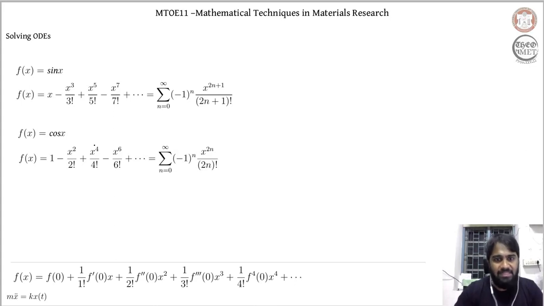Now, since this has been dealt with in this session, you guys can try for e power x. You can take our function as e power x and try to get an expanded form of the e power x. If you try to do so, it's pretty straightforward, because e power x, when you take the first derivative and second derivative and so on and so forth, stays e power x, and when you substitute x equal to 0, you end up having 1.